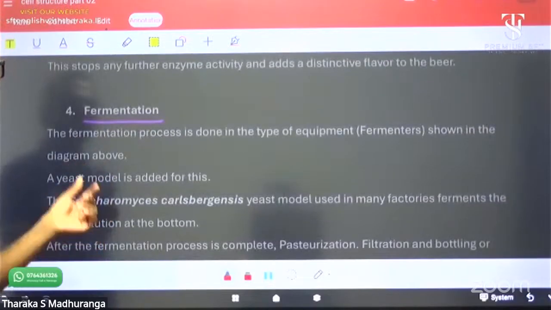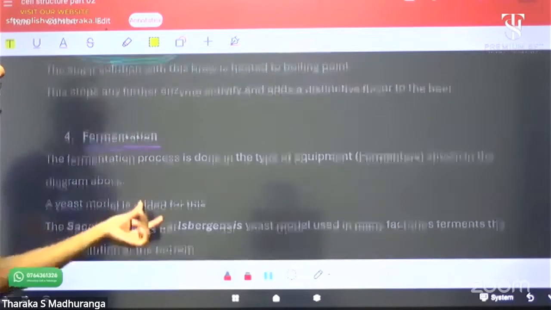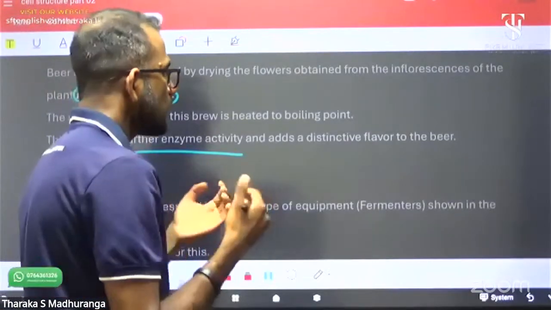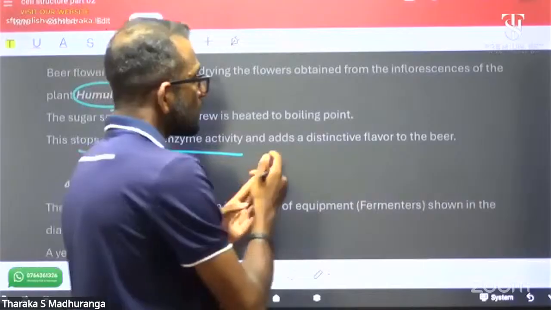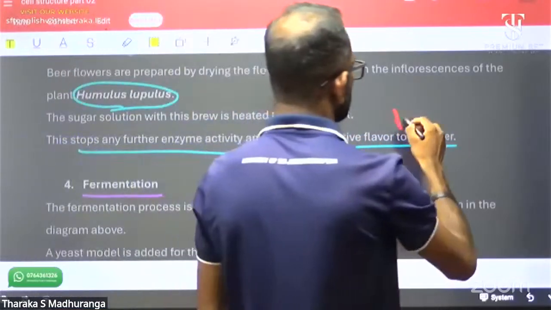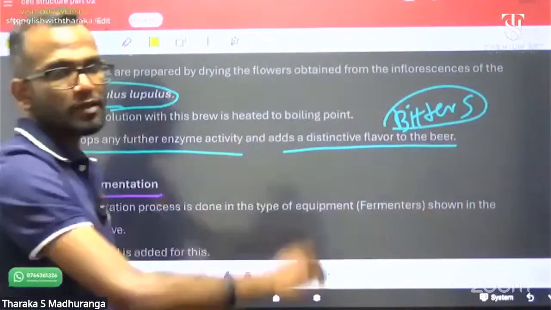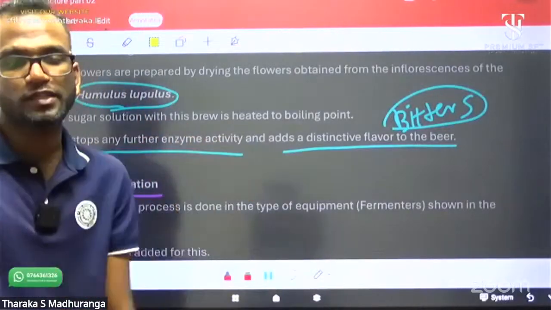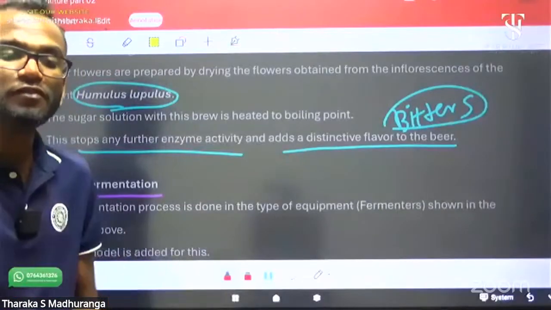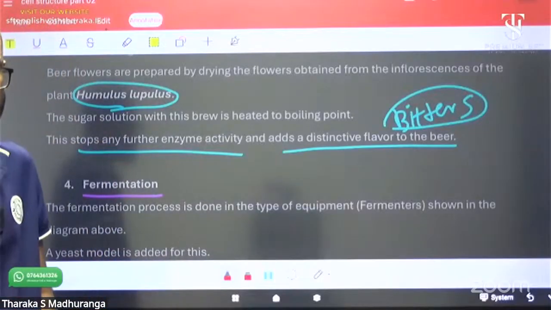Then these hops stop any further enzyme activity and add a distinctive flavor to the beer. That means the bitter taste is given by the hops, and it avoids enzymatic activity again. In the early fermentation stage, we add hops, which we collect from the beer flower, the Humulus lupulus flower.